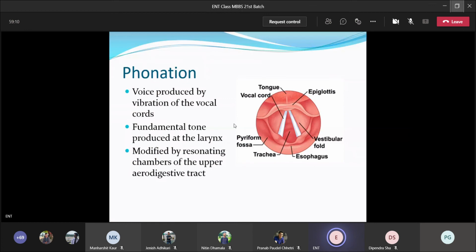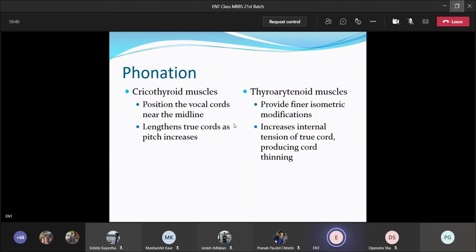And phonation: voice is produced by the vibration of the vocal cords, with the fundamental tone produced at the larynx and modified by the resonating chambers of the upper aerodigestive tract. The diagram shows the epiglottis, vocal cord, piriform fossa, trachea, vestibular fold, and esophagus. So this is phonation.